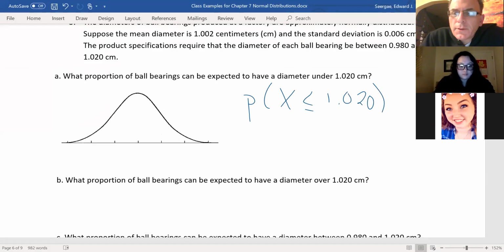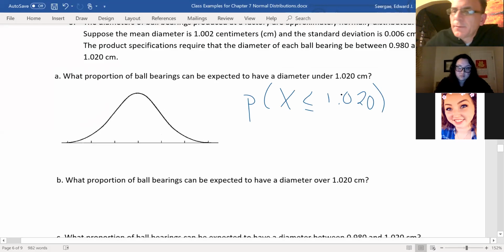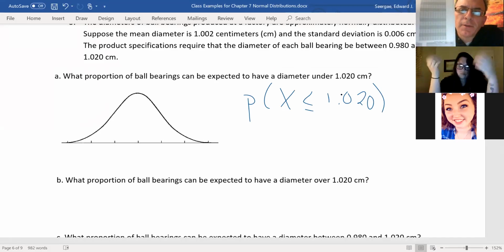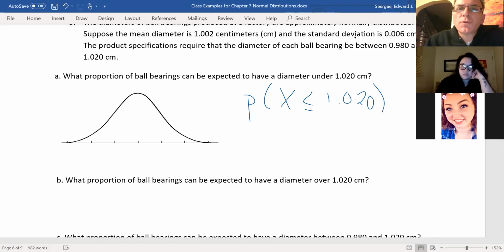Proportion of x that's less than or equal to 1.02. Okay? So if you're using z-scores, the first thing you're going to do is take this 1.02 and change it to a z-score. Then you look at your z-score and find the proportion that matches up with it. If you're using StatCrunch, which is the easier method, make sure you've got your mean, that's 1.002, and your standard deviation is 0.006. So I'm going to go to StatCrunch.